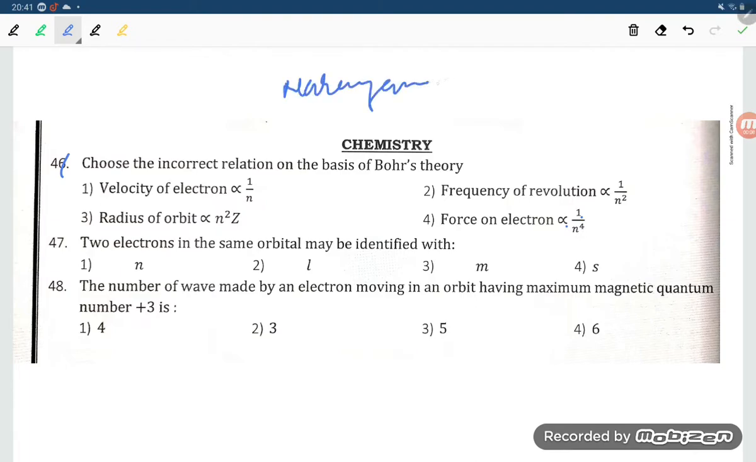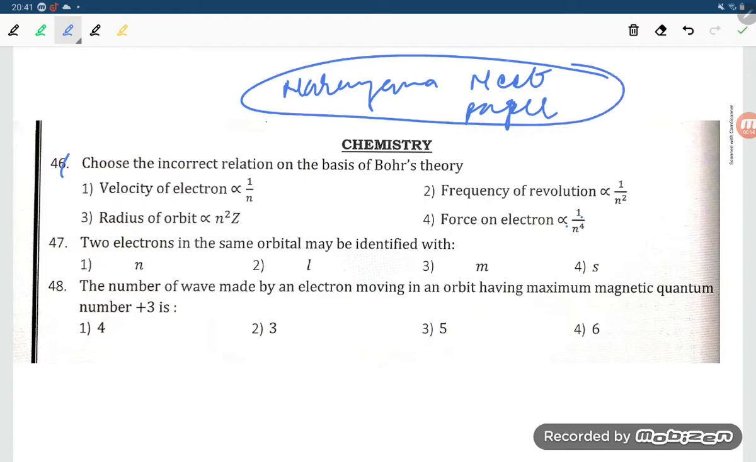Okay, the Narayana NEET paper, the 2-day paper. So let us see, student, what are the questions. Question number 46: choose the incorrect relation on the basis of Bohr theory.